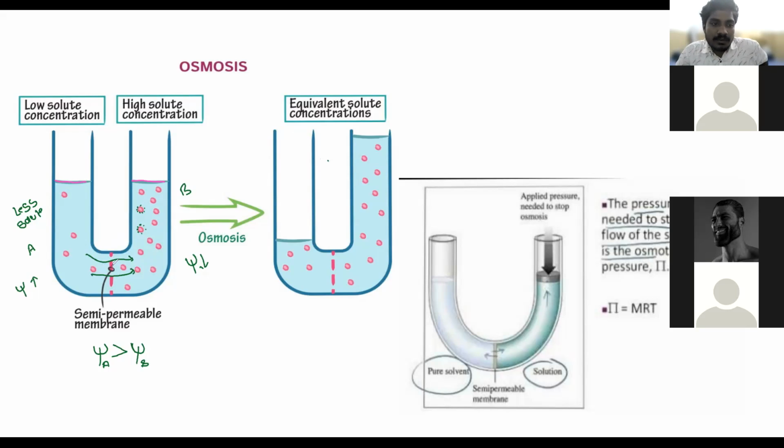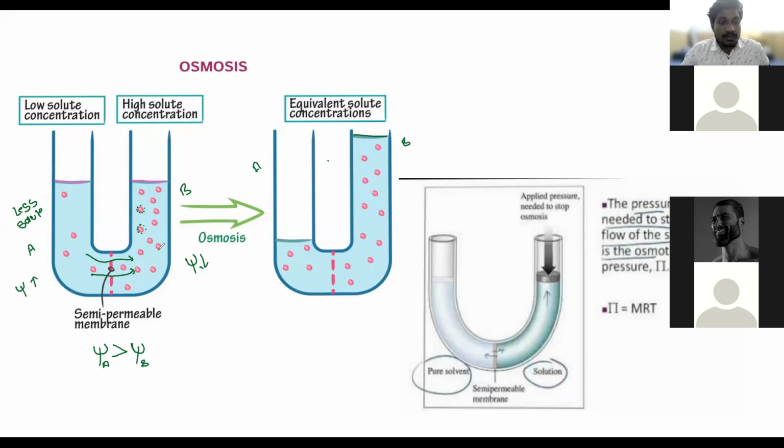So as we can see, the movement of water is going, then what will happen? There is an increase in the level of water inside B. So from this, what we can say, osmosis.